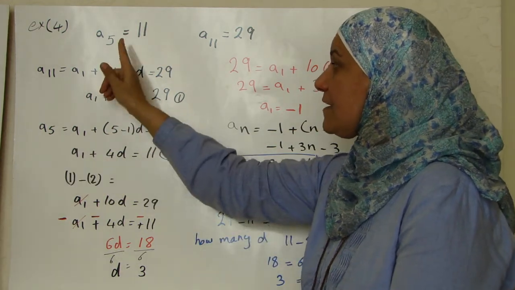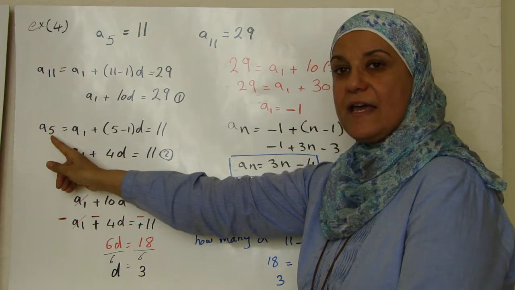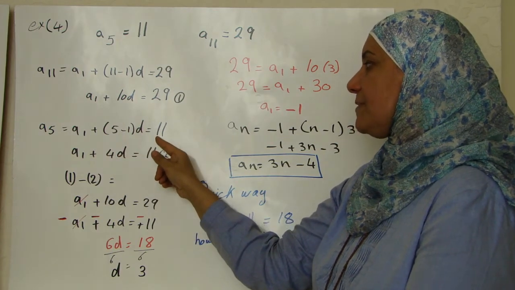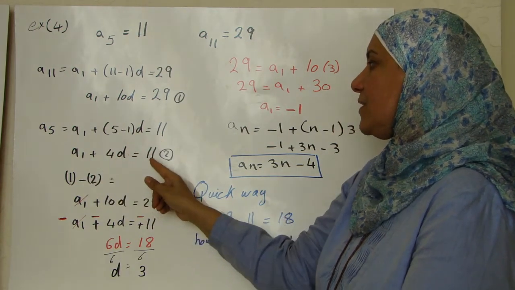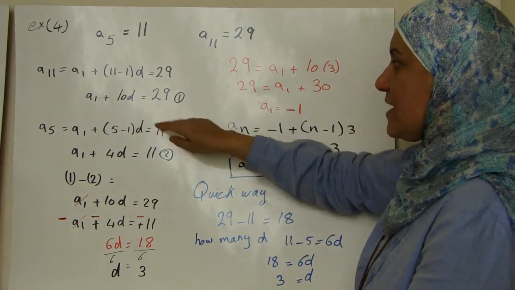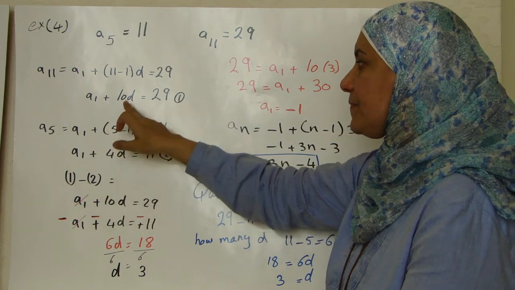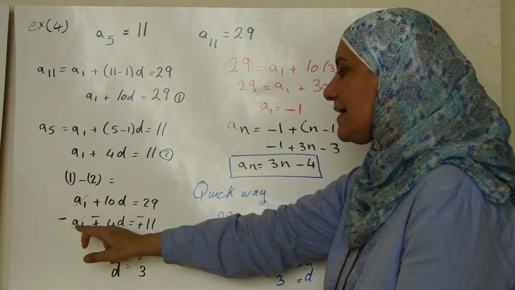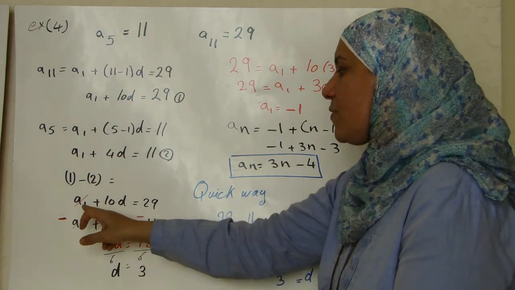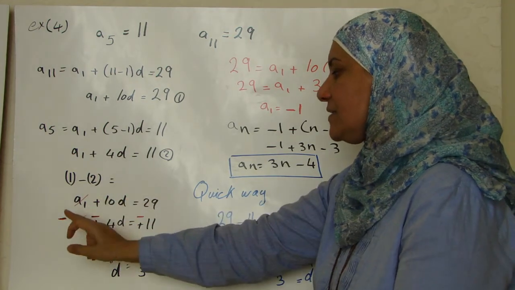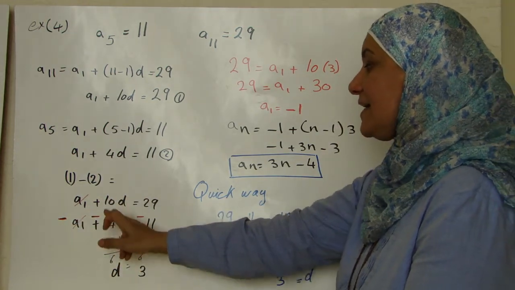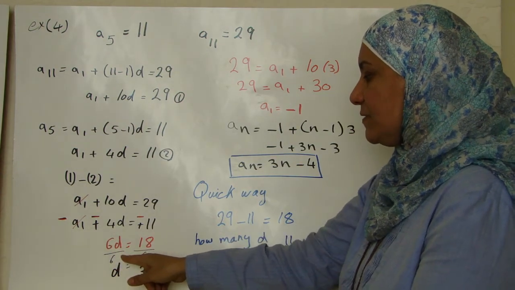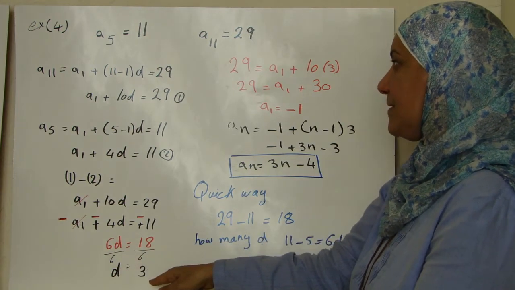Again, I'm going to do the same thing with my fifth term. I'm going to say a5 equals a1 plus 5, which is the n, minus 1 multiplied by d. I get a1 plus 4d equals 11. Now I have two equations with two unknowns, a1 and d. I'm going to solve those two equations simultaneously, which means I'm going to subtract one of them from the other. a1 plus 10d equals 29 minus a1 plus 4d equals 11. I get 6d equals 18. I divide both sides by 6 and I get d equals 3.